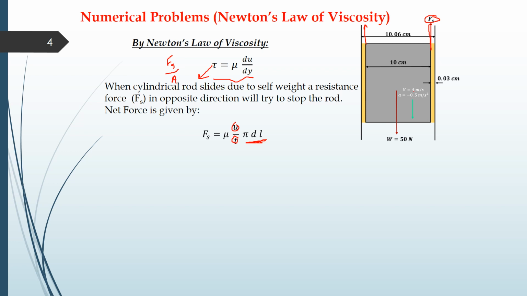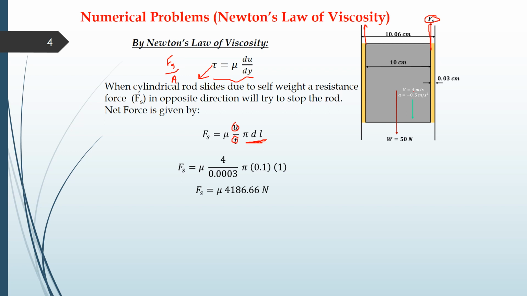Mu is the coefficient of friction, which is the viscosity given to us, which we will be calculating. So mu is the viscosity that also has to be calculated for this. So Fs is equal to mu 4 by 0.03, t is equal to 0.03 centimeter, certainly converted to SI units, and it will be in meters.